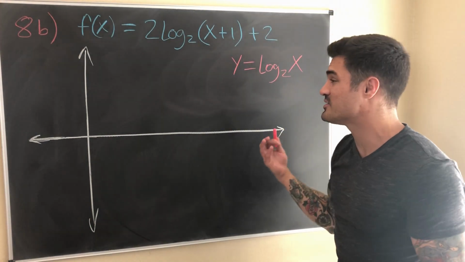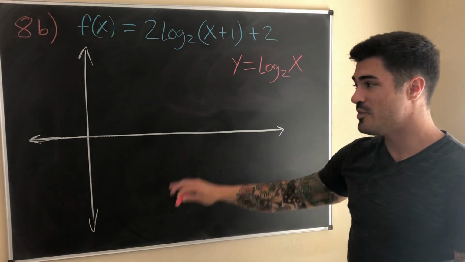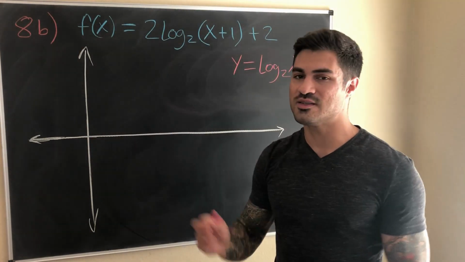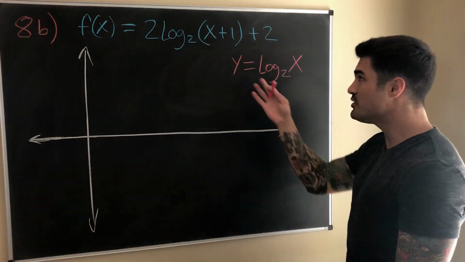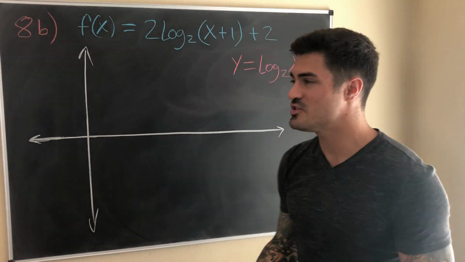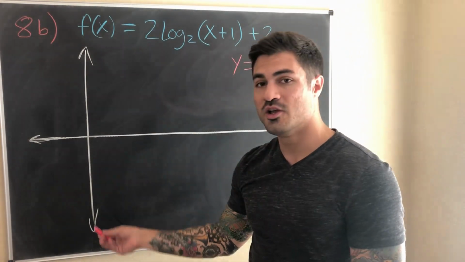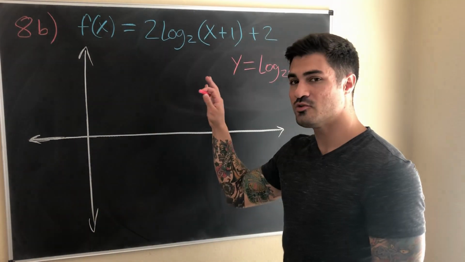So we're going to do the same thing as last time. We're going to compare this function to its parent function, see what information we can gather, and then plot a couple of points and sketch the graph. That simple. So we know that these log functions, instead of a horizontal asymptote like the exponential functions have, have vertical asymptotes at the line x equals 0. So vertical asymptotes, how can those change?